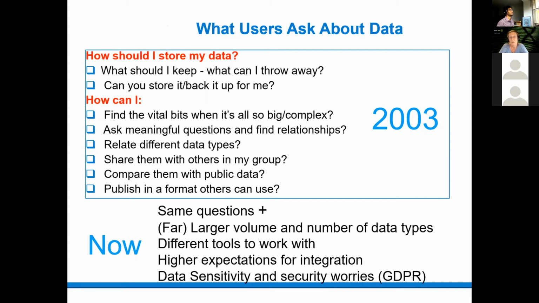I think if we look at these types of questions now, they're all still there, but the data volumes are much larger. The number of data types that any biological researcher has to deal with are much larger in general. We're working with different tools to analyze and store our data, but there's a much higher expectation generally about data integration and being able to find the information that people require. And then on top of that, I think most researchers are a lot more savvy about the fact that some data are sensitive and there are general security worries, particularly around human-related data.